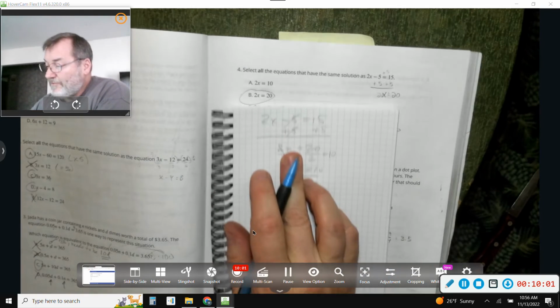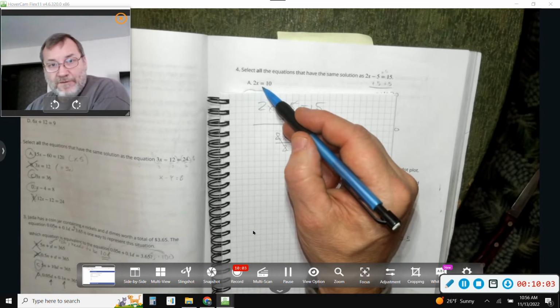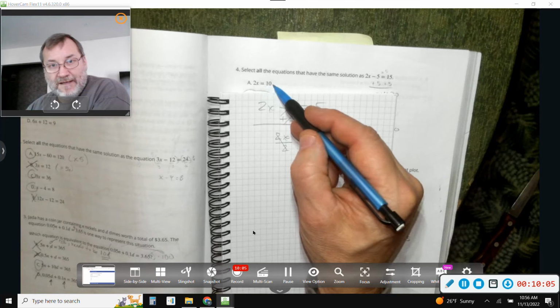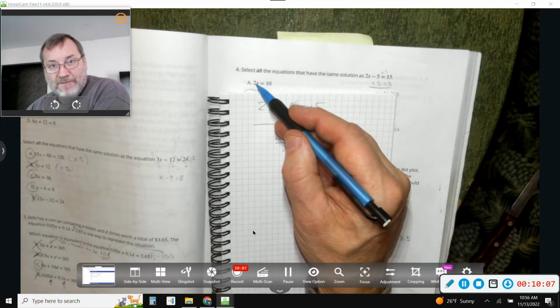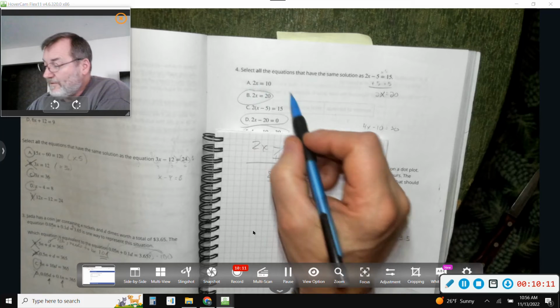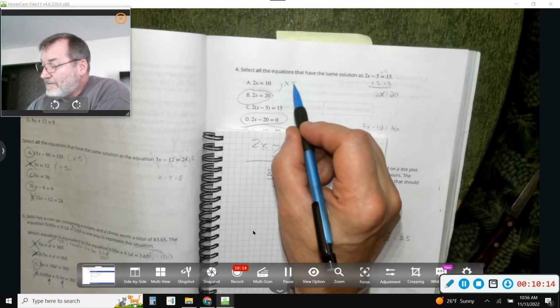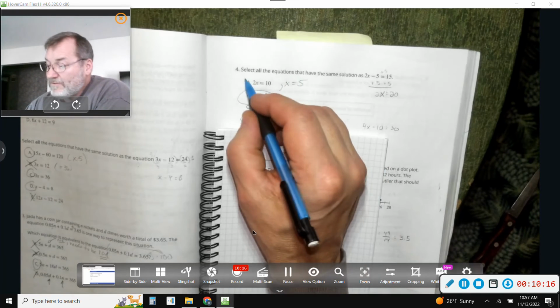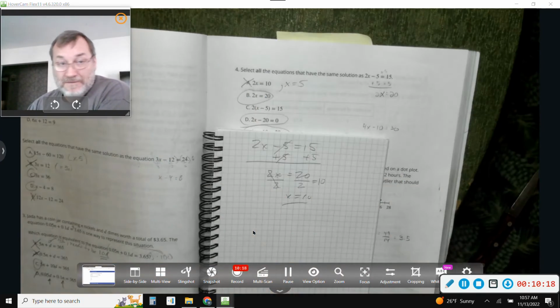Okay, so let's go through here. 2 times x is 10. Well, if I divide both sides by the coefficient of the unknown, here that x turns out to be a 5. So that's out. That's not an equivalent statement because it didn't bring it to the same solution.